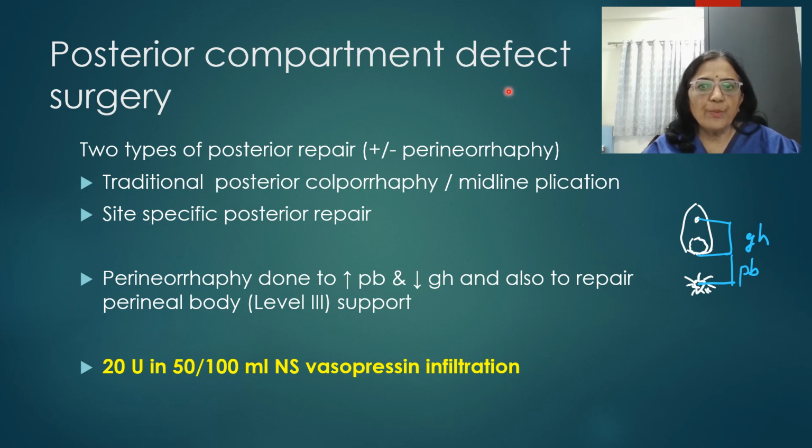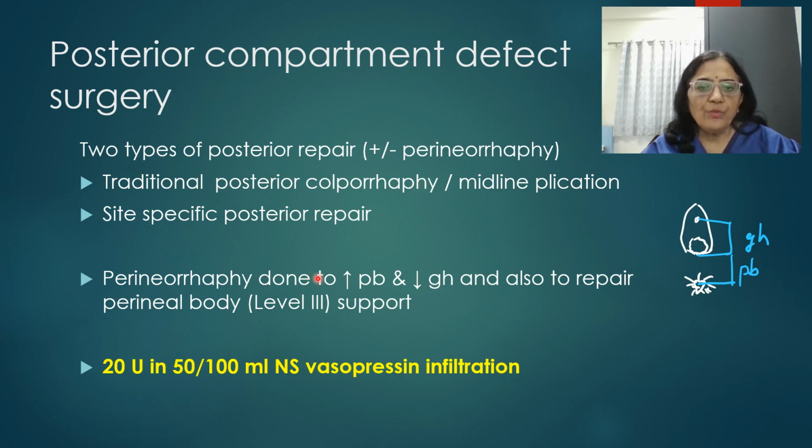Now we come to posterior compartment defect surgery. Two ways posterior compartment defects can be repaired. One is traditional posterior colporrhaphy, which is also called midline plication, which is done exactly the same as we do for the cystocele repair. Or second, a comparatively newer method, is site-specific posterior repair. Both of these procedures can be done along with perineorrhaphy if required, with either of these two ways of doing the posterior repair.